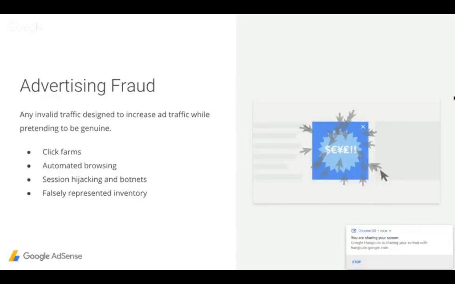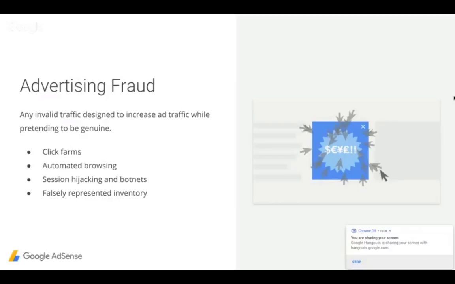Also, I would like to talk about advertising fraud, which you can see as a subset of invalid traffic. It is any traffic that is intended and aimed at mimicking itself as genuine user traffic when it is not. There are multiple ways in which ad fraud is committed. A few of them are click farms, where people are hired and paid to click on ads. Automated browsing, where users' machines are used to run automated browsers and visit ad sites.